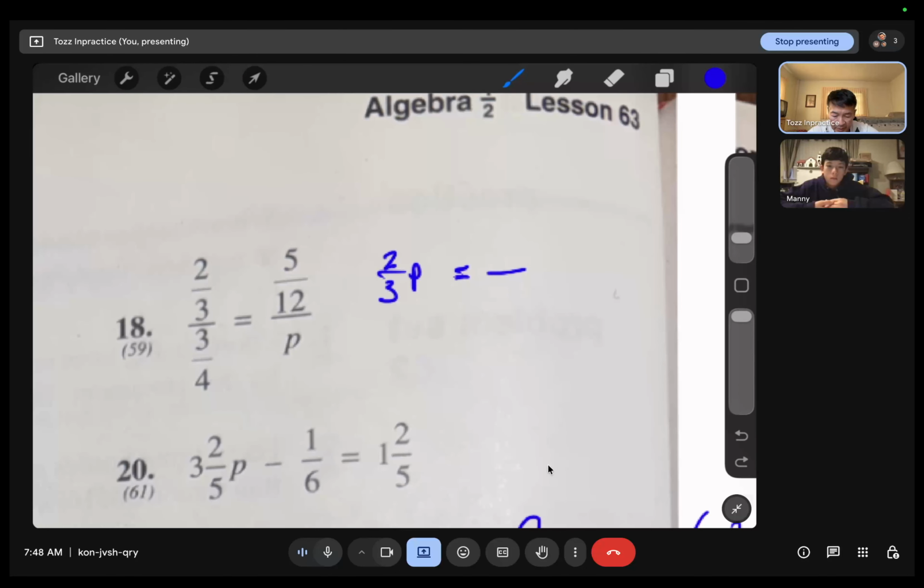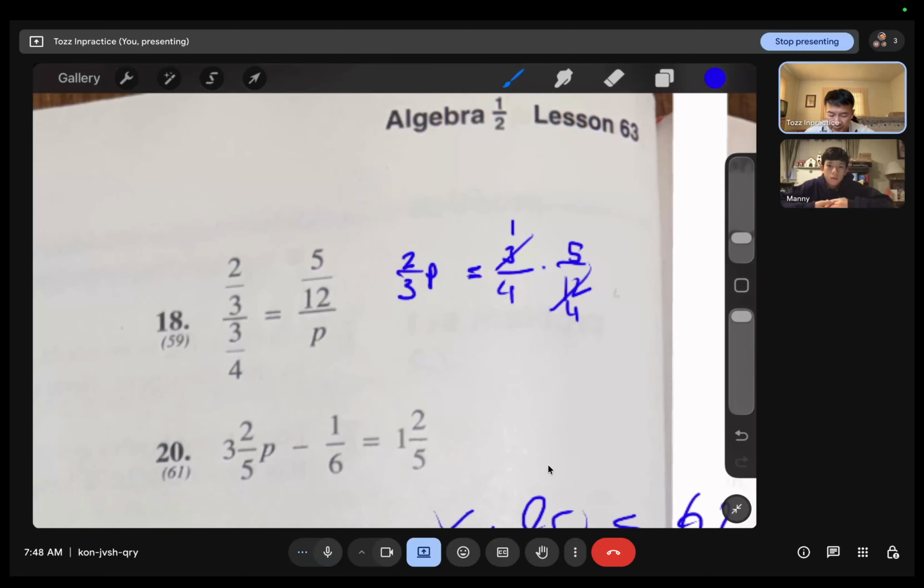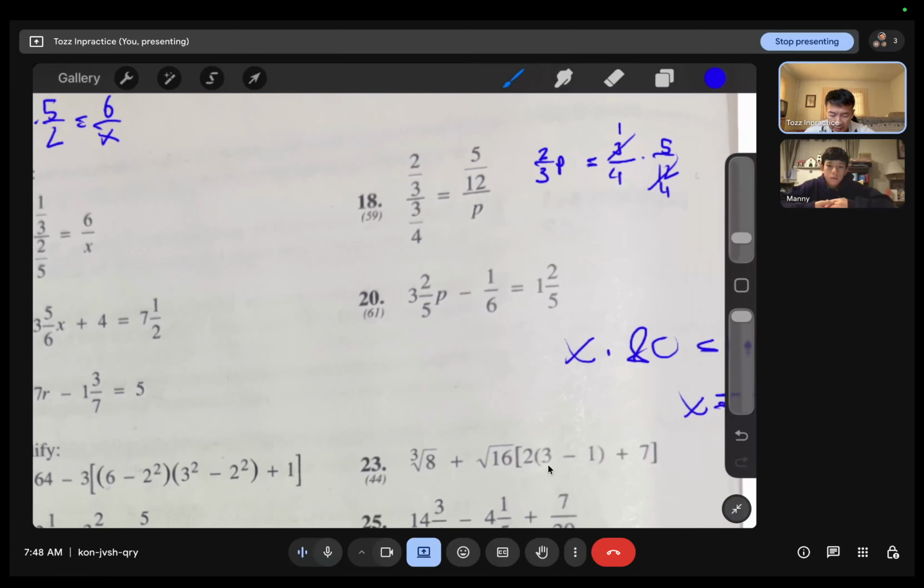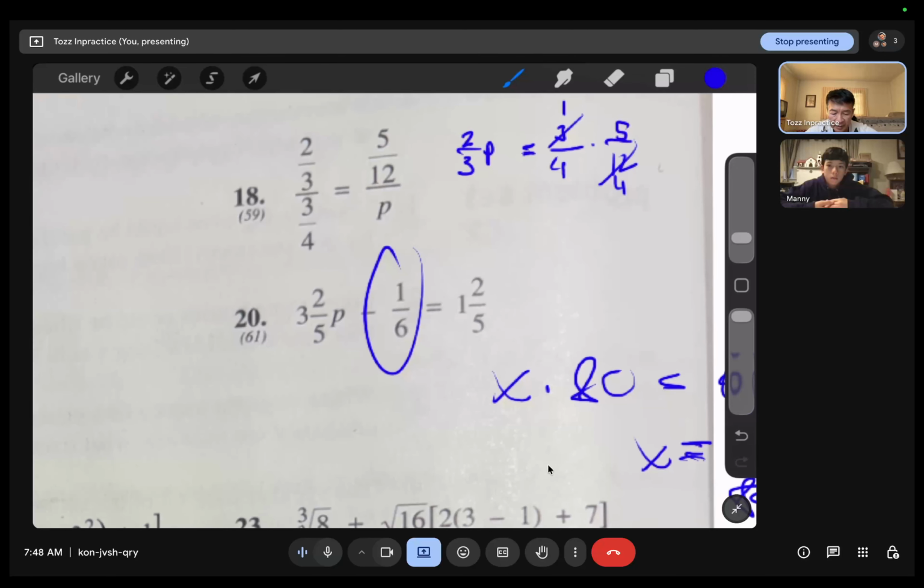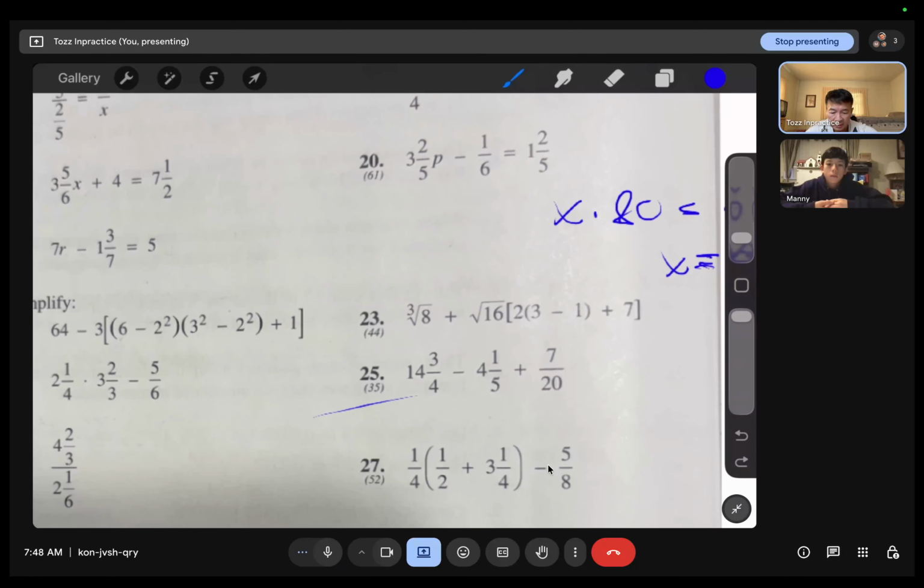All right, this one right here, I want to see 3/4 times 5/12. You can cross cancel right here with the 4, and then continue on with that. Double check. I think you're good. Add 1/6 to both sides, and then deal with it. Convert it to a proper fraction if you need to. Is that okay?